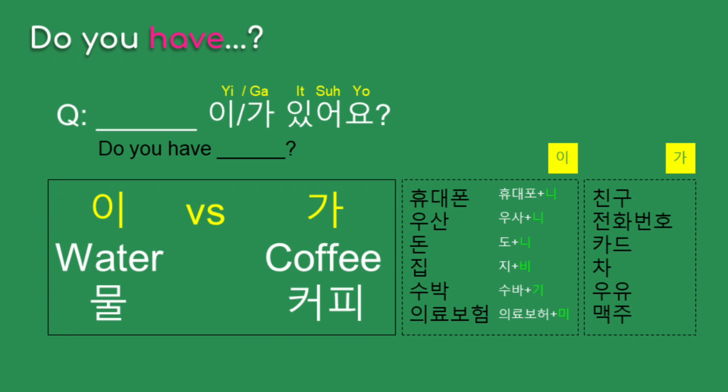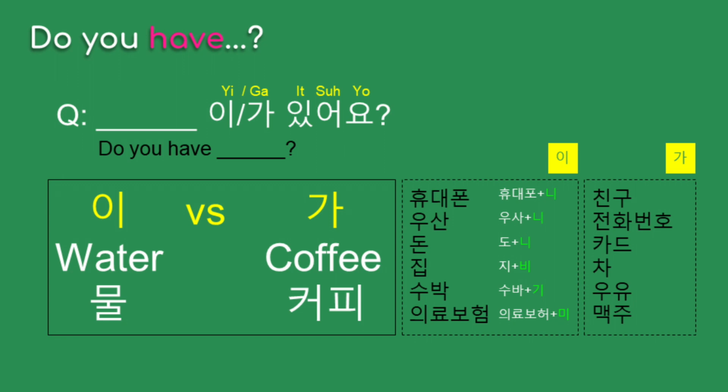So the subject here in the Korean sentence will be the thing that you want to know if the person has or not. So you say the name of the object and then you pick 이 or 가. So 이 or 가 is kind of an article that you use after the subject, the object that you want to know, right? Just like the other lessons that I uploaded previously, it depends on whether the word has an extra sound at the end, the 받침, or not.